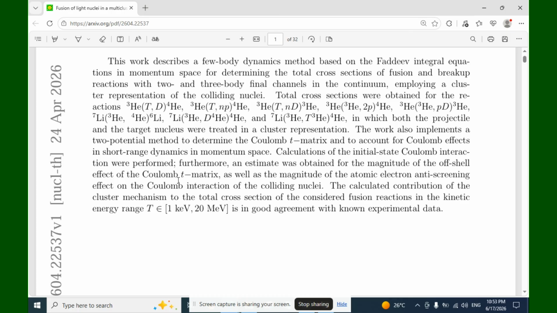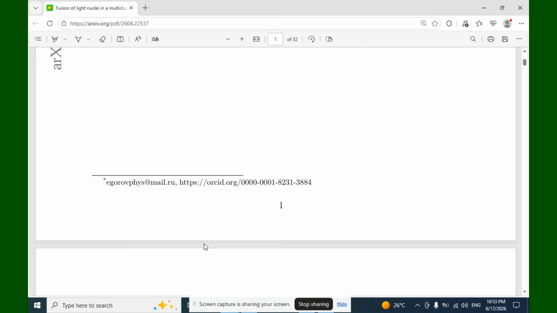The calculated contribution of the cluster mechanism to the total cross-section of the considered fusion reactions in the kinetic energy range, where T belongs to 1 keV up to 20 MeV, is in good agreement with known experimental data.